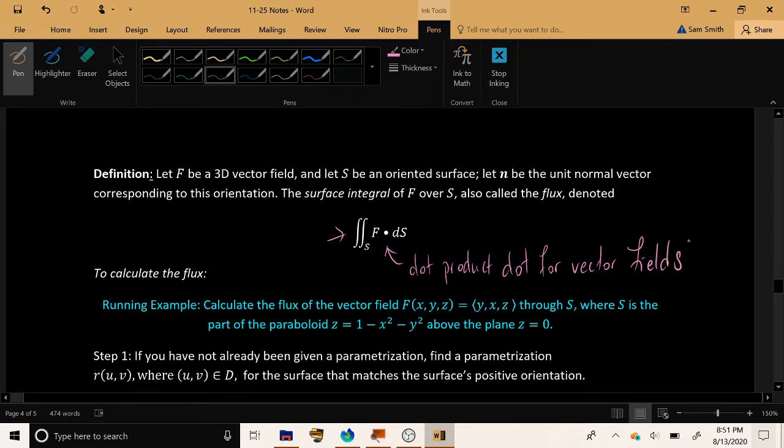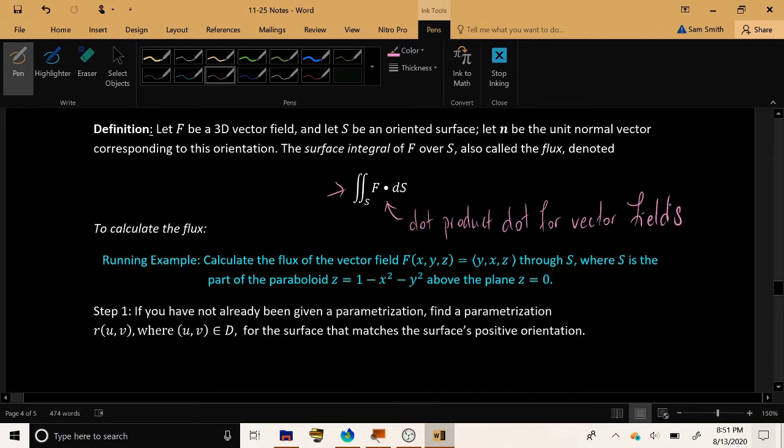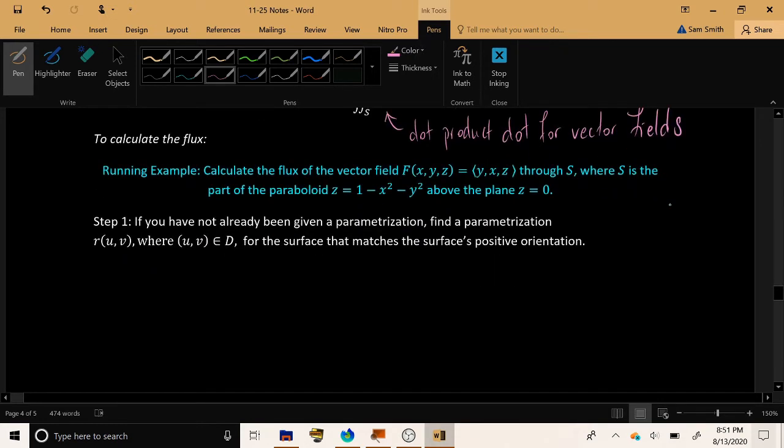Okay, now having established the notation of flux, let's go ahead and demonstrate how it can actually be calculated. And just as with our multivariable functions, we're going to calculate these by translating them into double integrals. And our running example is going to be the following. Calculate the flux of the vector field F of x, y, z through the surface S, which is formed by taking the paraboloid z equals 1 minus x squared minus y squared above the plane z equals 0.